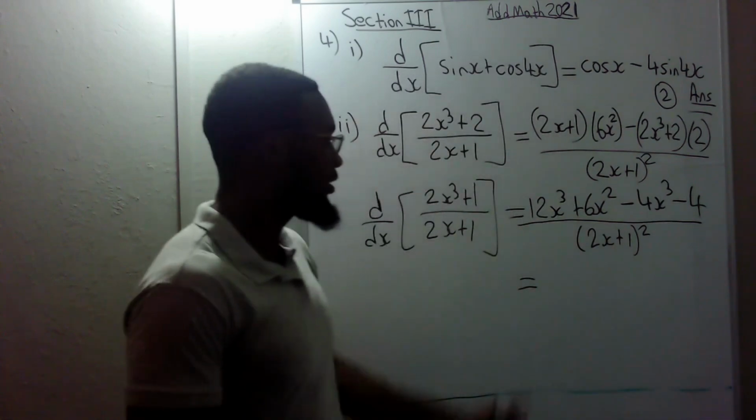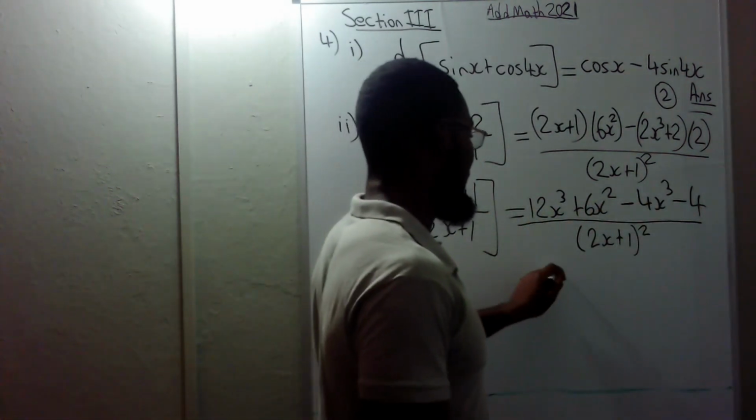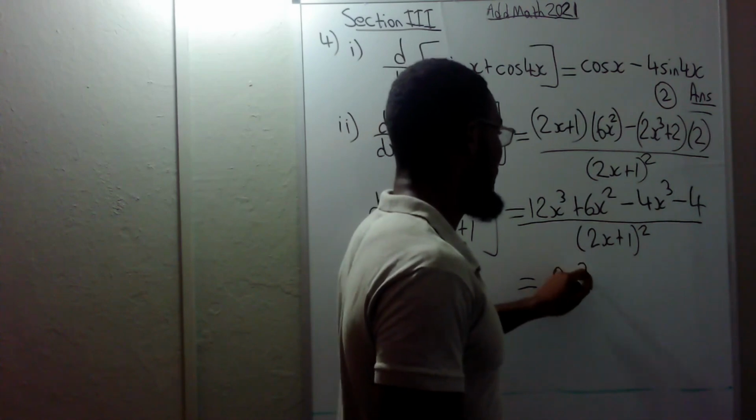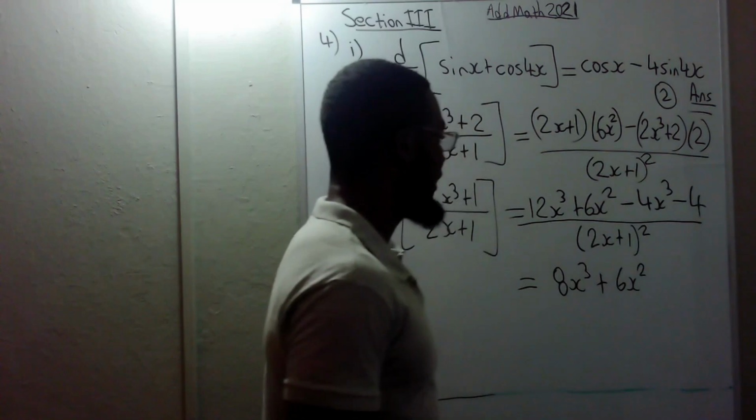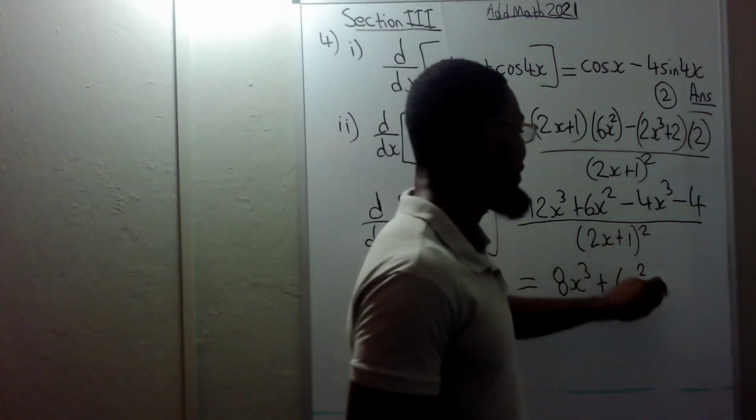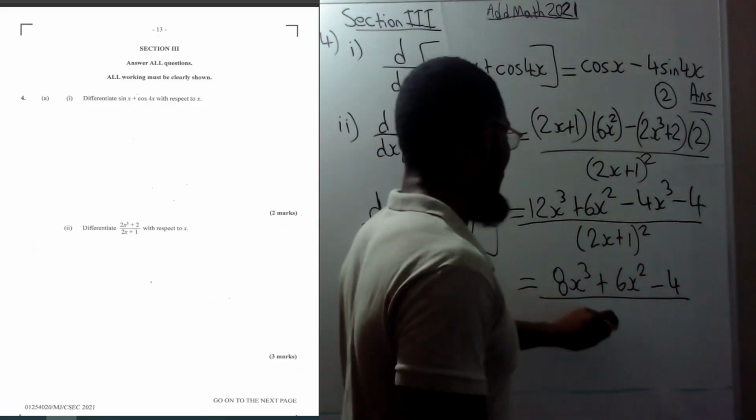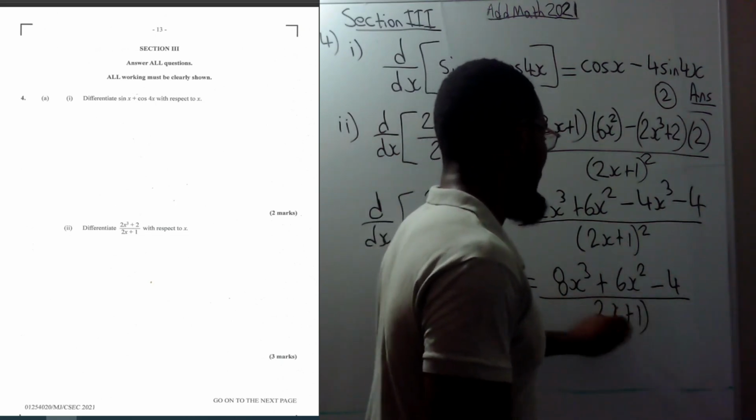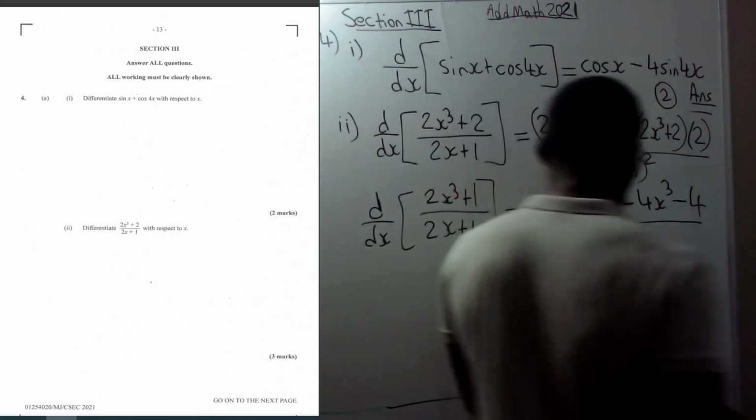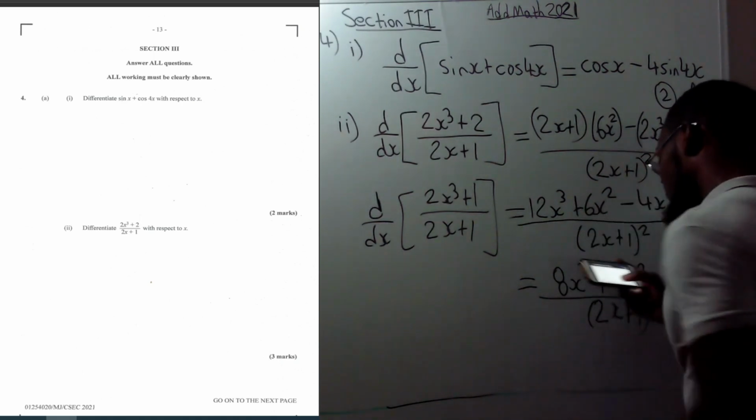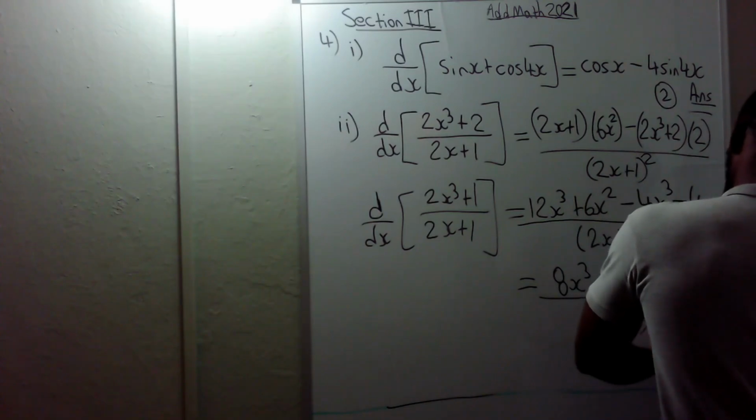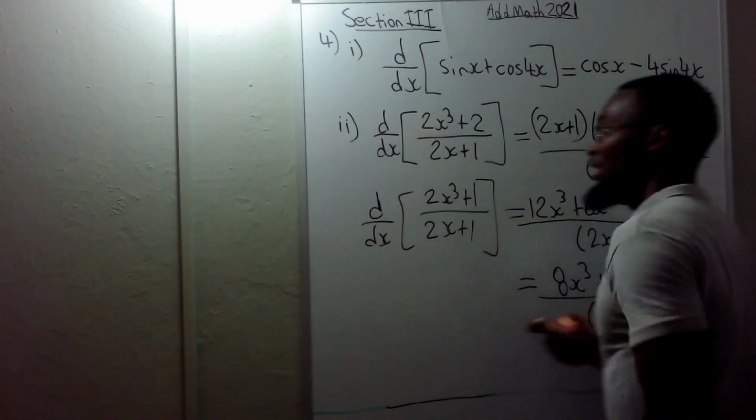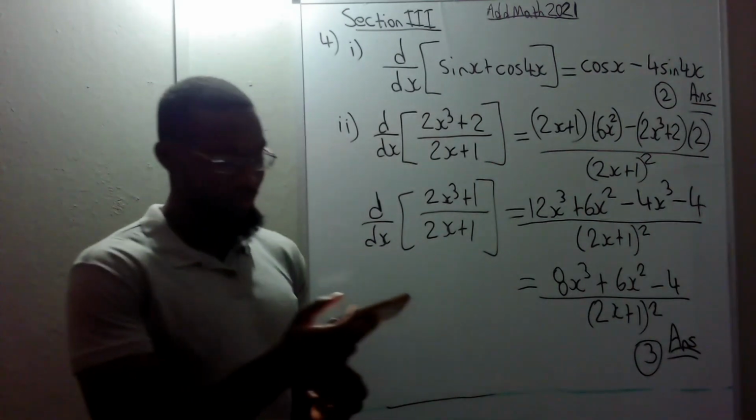So the final answer, guys, 12 minus 4 is 8. So you get 8x cubed plus 6x squared, then that's just minus 4 over 2x plus 1 all squared. This is how many marks? 3 easy marks. I know everybody should be good with this one. 3 easy marks. No issues.